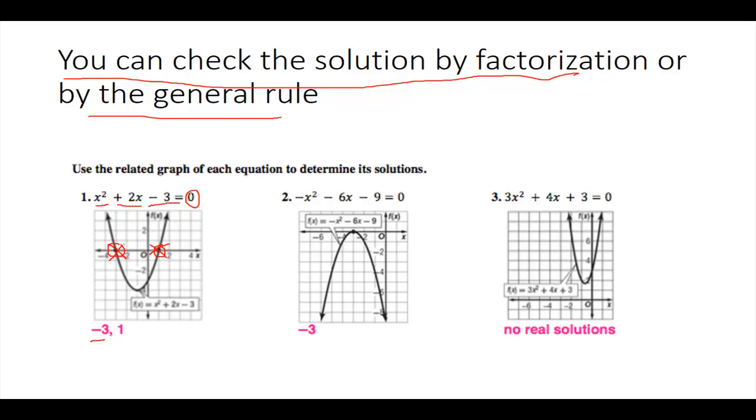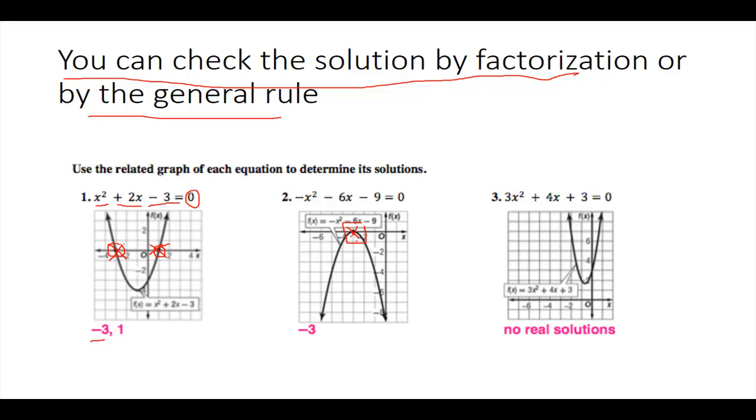Next one, -x power 2 minus 6x minus 9. So where is the solution? The solution, we said it, is the intercept between the curve and the x-axis. So where is the intercept between the curve and the x-axis? Right here. So the solution will equal -3. But how? We have only one solution? Yes, because the curve intercepts only at one point between the curve itself and the x-axis. So the solution will equal -3.